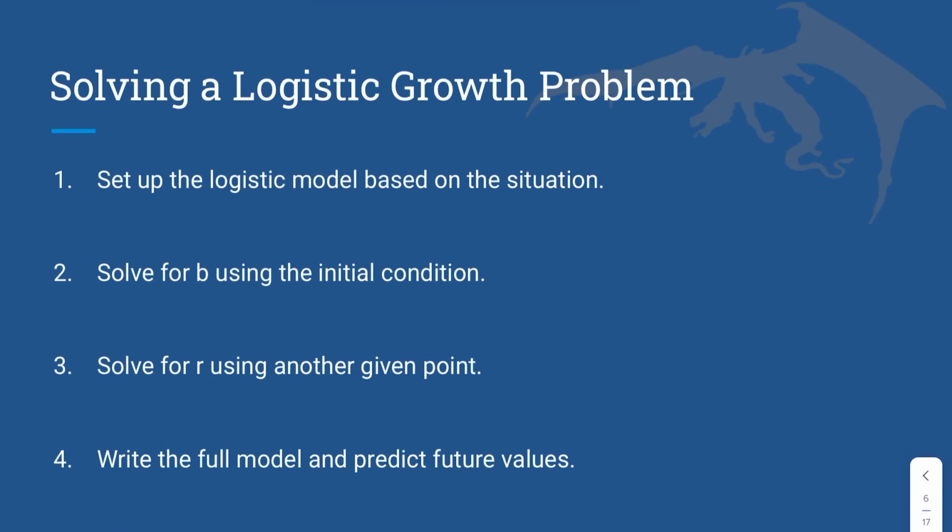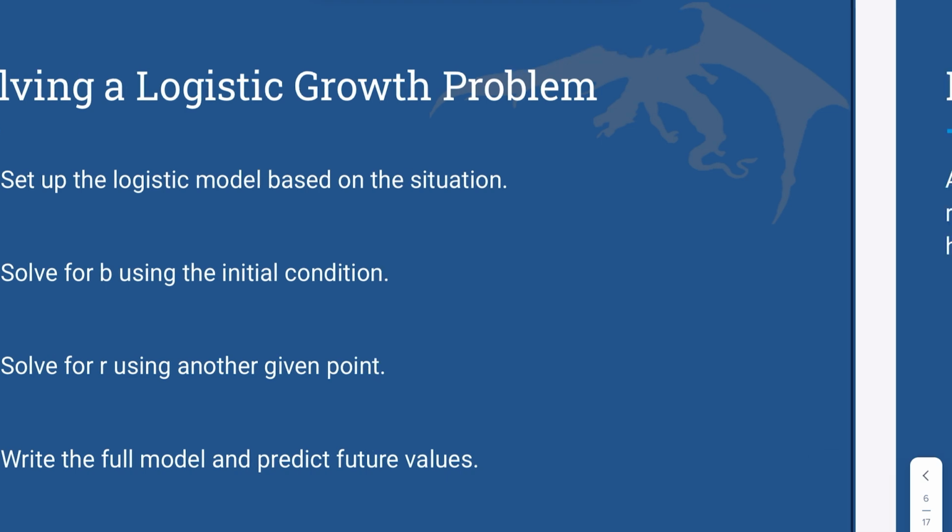Now, solving a logistic growth problem, you can think of it as a 4-step process. You set up the logistic model, solve for B using the initial condition, solve for r using a given data point, and then write the full model and predict future values. So we can break the problem up into multiple steps and approach it with that type of flow.